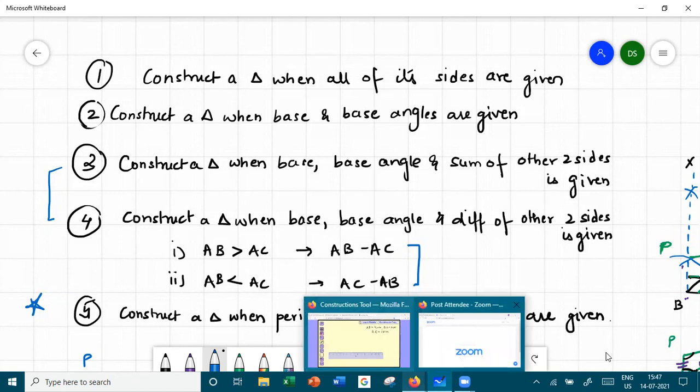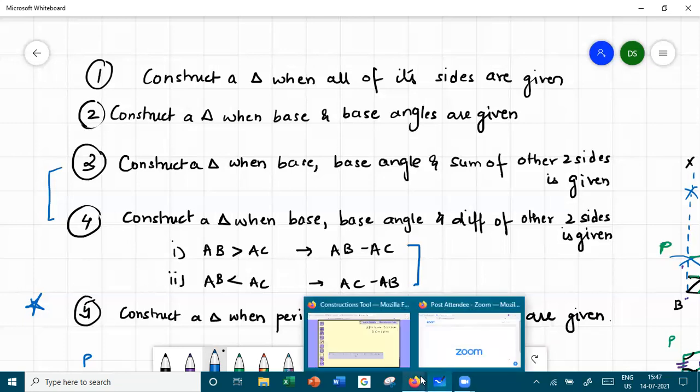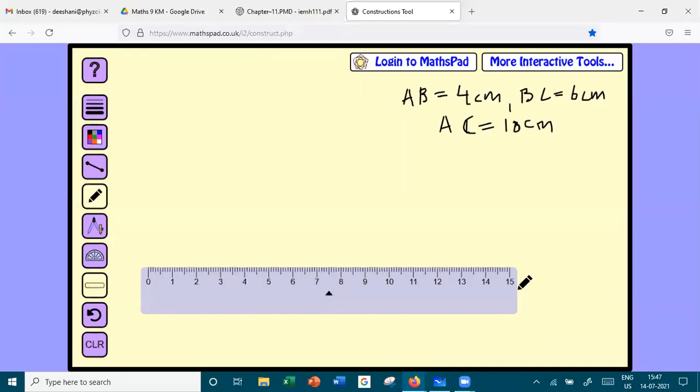Done? Okay, then after you've written the heading, you can write this there. After that, AB is 4 centimeter, BC is 6 centimeter, and AC is 10 centimeter.